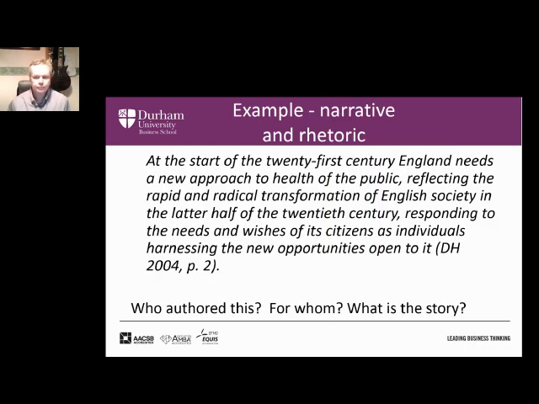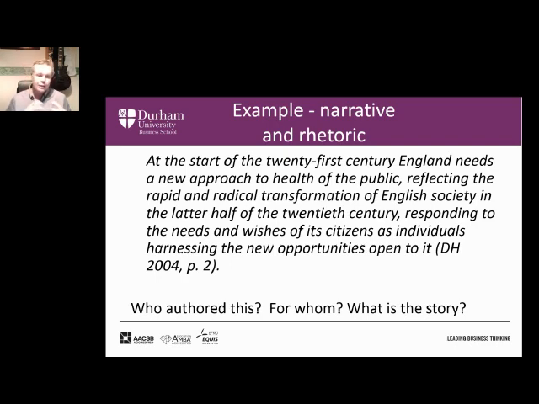But here's an example. This is from the white paper Choosing Health, which is a policy document on healthcare. And that's a direct quote from that document, in the same way as we were taking a quote from the extracts of people who had left and exit interviews in the examples for content analysis earlier. So that white paper, that policy document, begins: at the start of the 21st century, England needs a new approach to health of the public, reflecting the rapid and radical transformation of English society in the latter half of the 20th century, responding to the needs and wishes of its citizens as individuals, harnessing the new opportunities open to it.